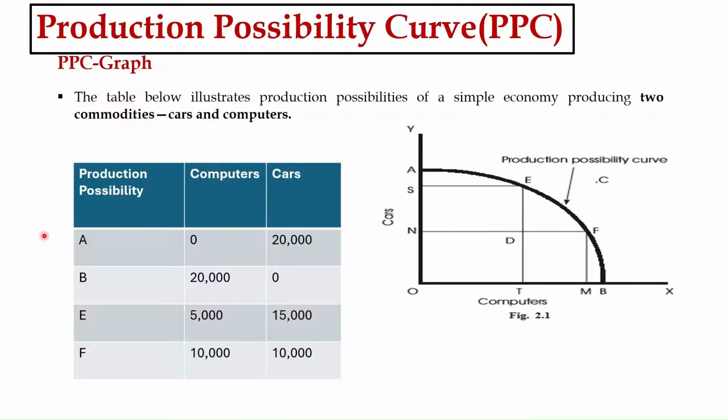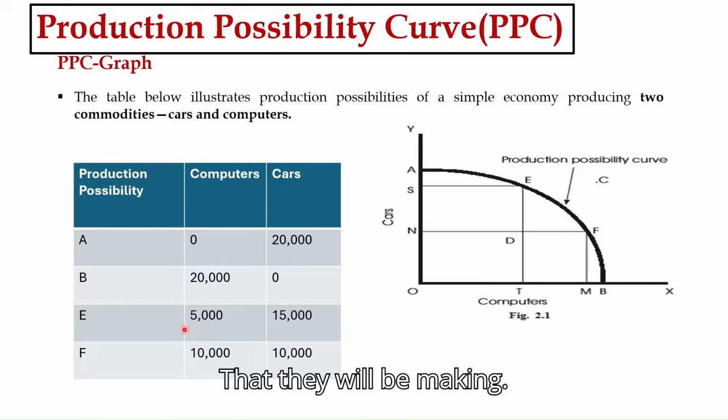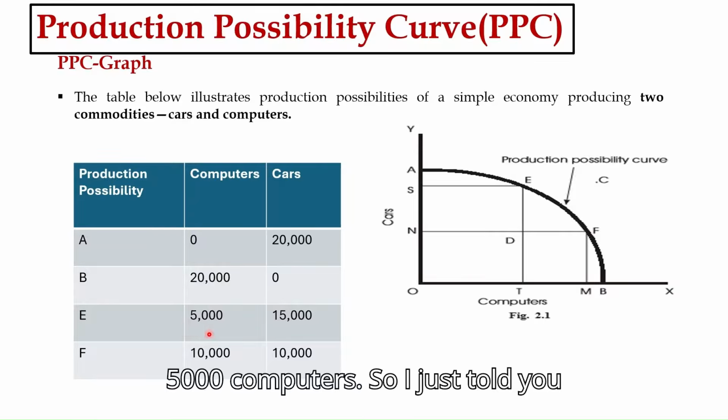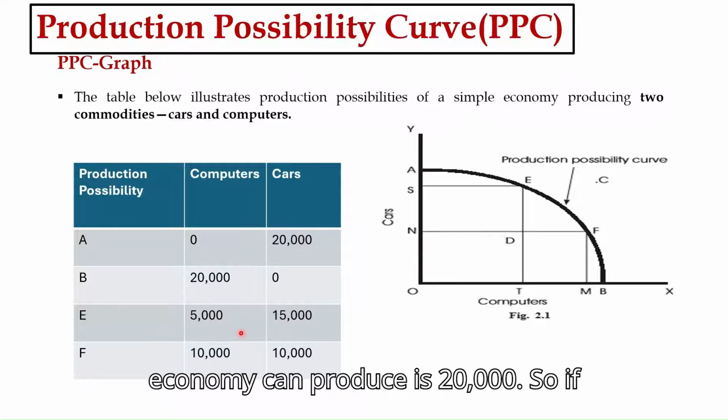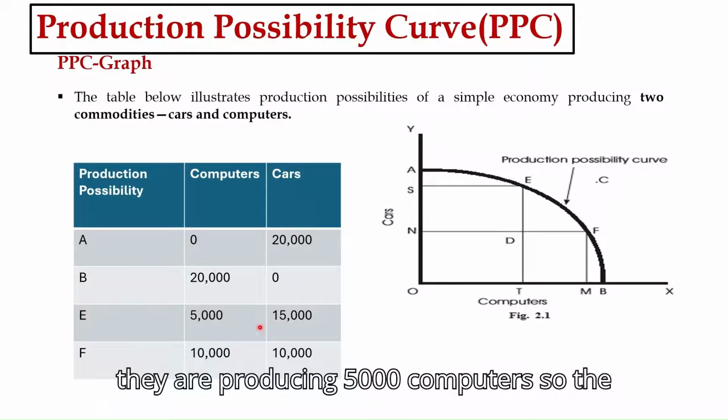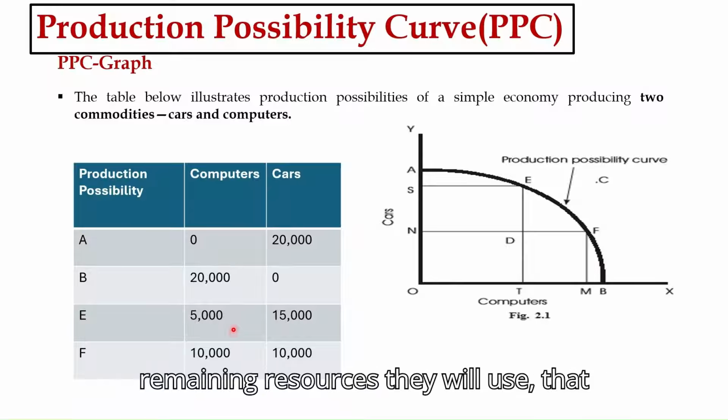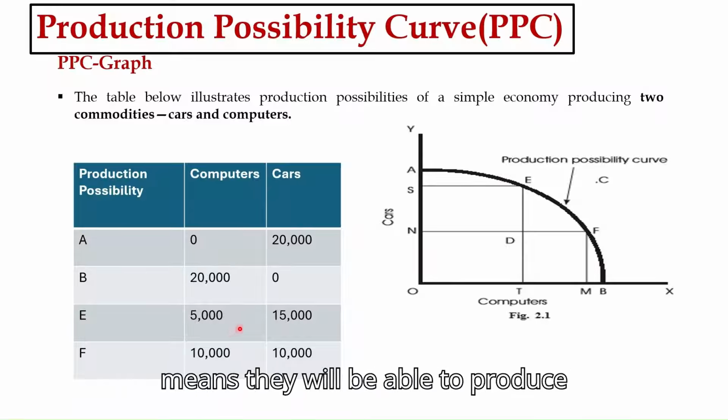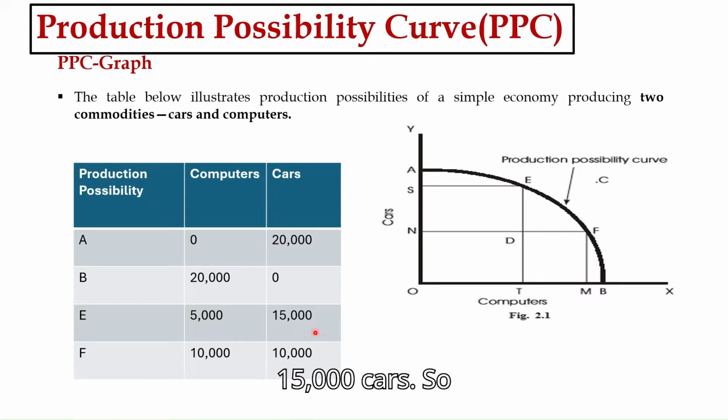Moving on to the third combination in our example, which is E. If the economy decides that they will be making 5,000 computers, and I just told you the maximum quantity the economy can produce is 20,000, then the remaining resources will be used to produce 15,000 cars. So 15,000 plus 5,000 is 20,000.